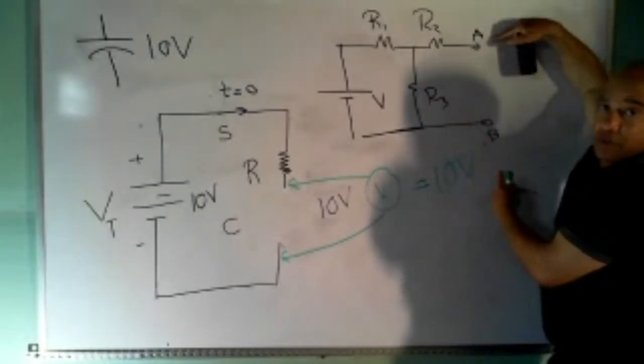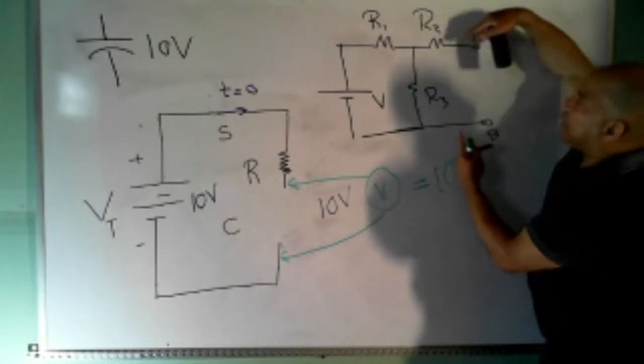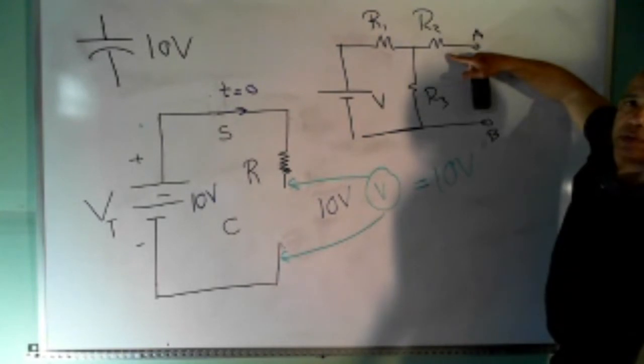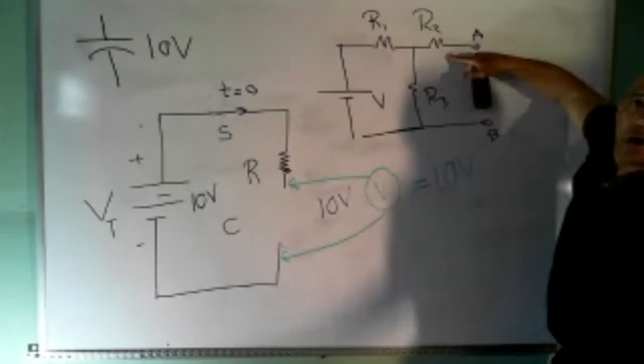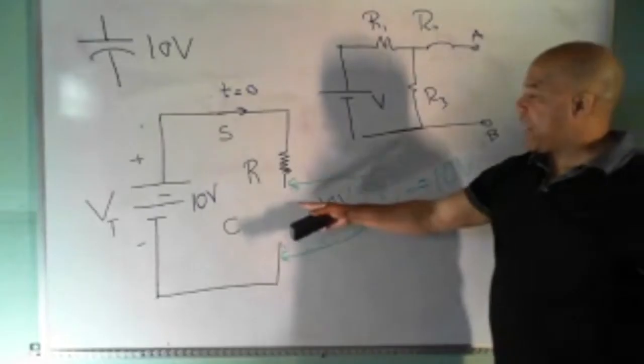This is R3. Somebody said R3 correctly. Measuring from here to here is exactly like measuring right here. What happened to the voltage across this resistor? No current. Zero. Exactly, no current. That means that resistor is a piece of wire. Well, that's exactly what we have right here.